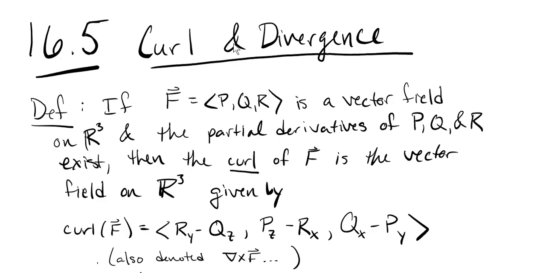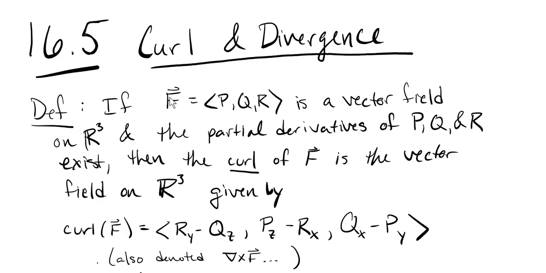These are two different operations we're talking about doing to vector fields. Let's first talk about curl. So I've got a definition here. If F is the vector field PQR, so component functions P, Q, and R, if F has those component functions and is a vector field on R3, and the partial derivatives of P, Q, and R all exist, so you can take the derivatives of these things, then the curl of F is the vector field on R3 given by this expression down here.